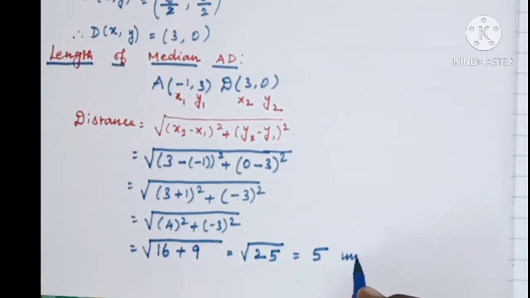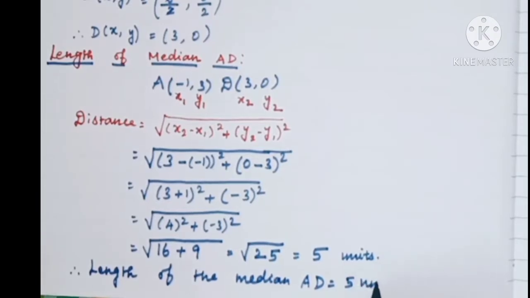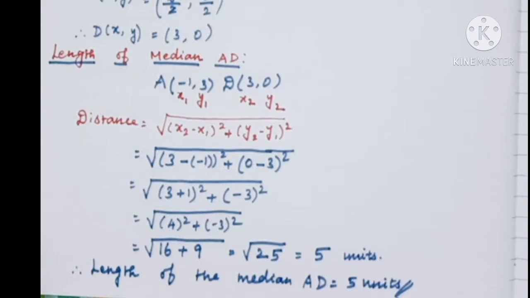units. So the length of the median AD is equal to 5 units. This is the answer for the third sum.